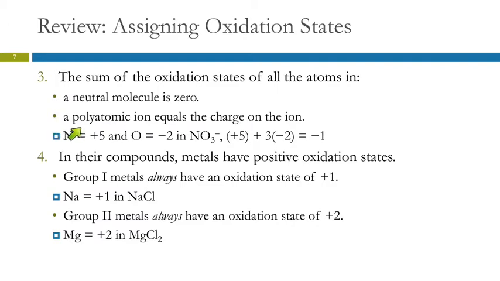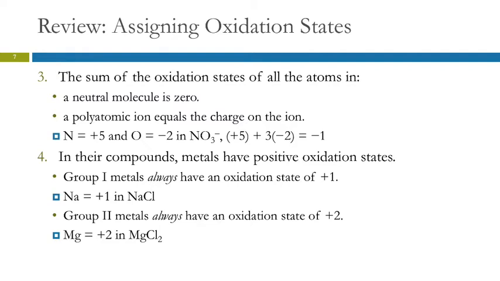Polyatomic ion. So something like nitrate. Oxygen and nitrogen covalently bonded to each other, but overall this has a -1 charge. So the oxidation states add up to the same as the charge. So here the nitrogen is going to be +5, the oxygen is going to be -2. We'll talk about why that is in a minute. There's 1 nitrogen and 3 oxygens, and so you add those oxidation states and you get -1.